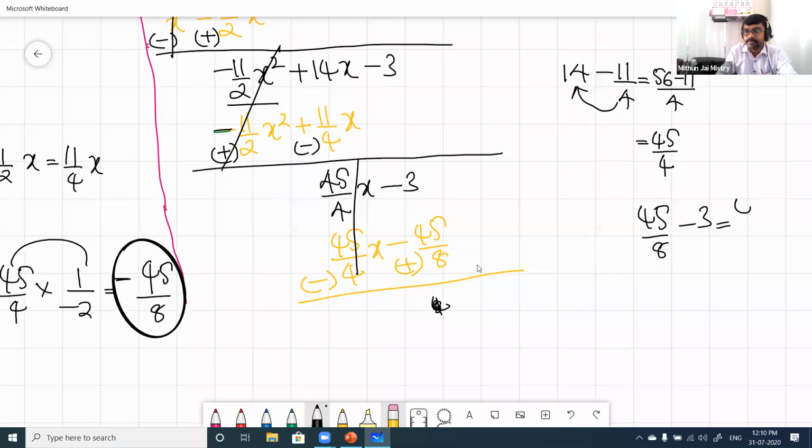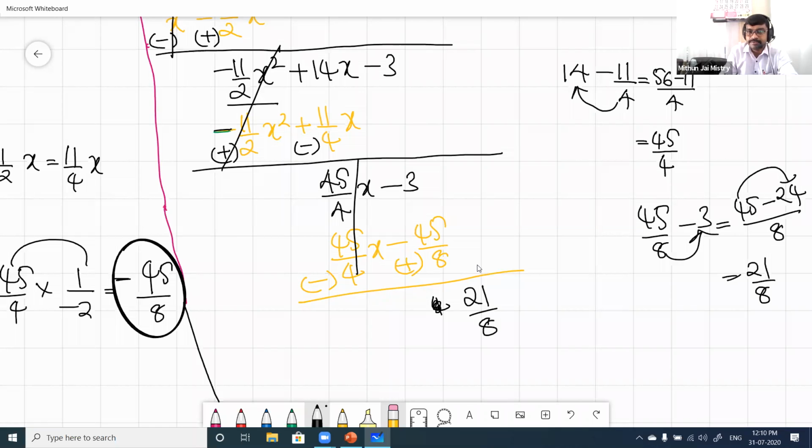45 minus 8 threes are 24. 45 minus 24 by 8. So 45 minus 24 is 21 by 8. So what we're getting is 21 by 8. This is the remainder.